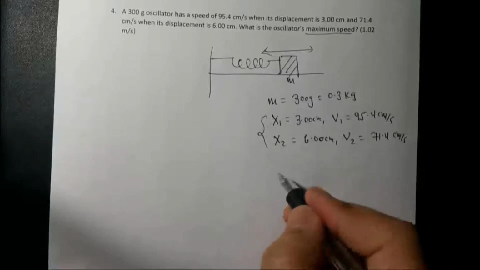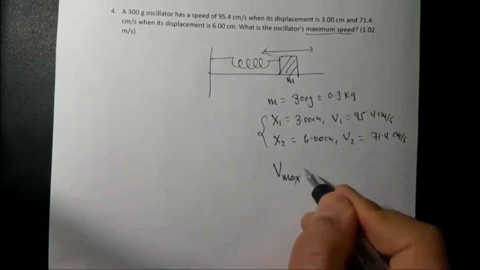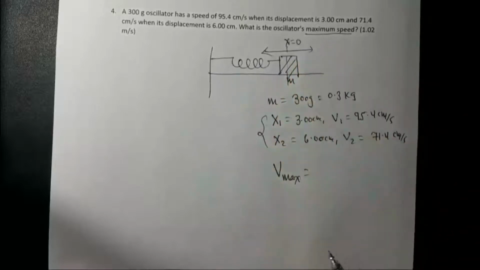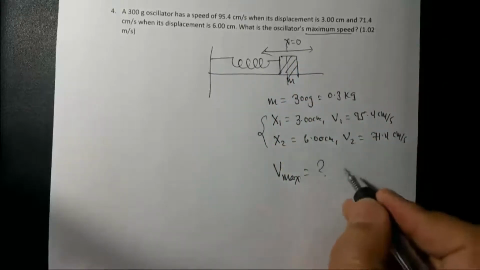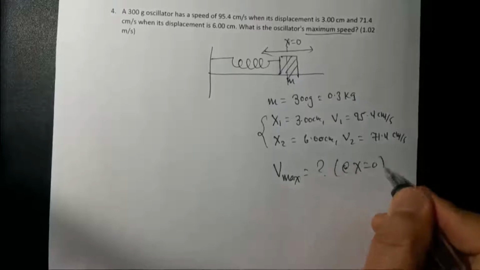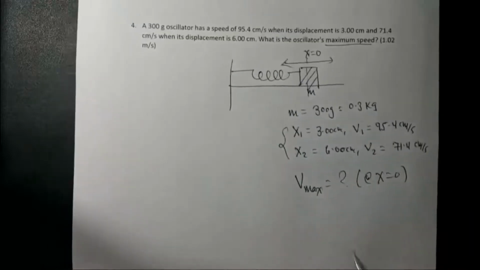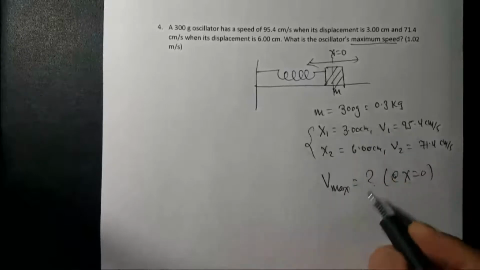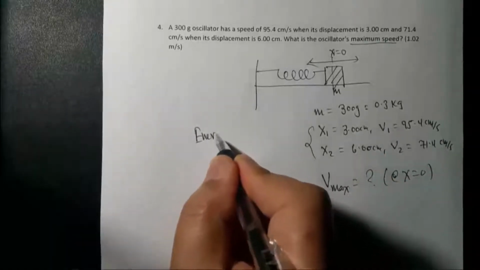So based on that, what's the maximum velocity? That means when the oscillator reaches the equilibrium position, what's the velocity? Velocity will be maximum at x is 0, the equilibrium position. So then you can just use energy conservation to solve this problem very easily.